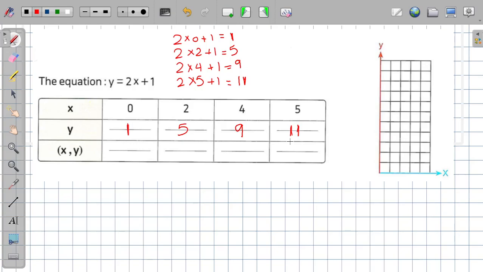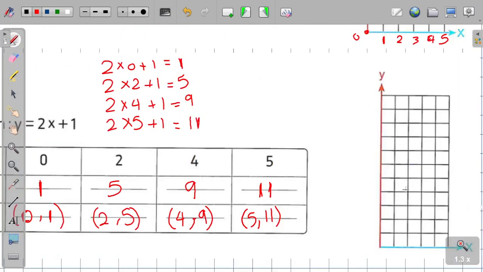Okay? So the ordered pair here is x equals 0 and y equals 1. So the ordered pair is 0 and 1. Here I have x equals 2 and y equals 5. So I have 2 and 5. x equals 4 and y equals 9. So I have 4 and 9. x equals 5 and y equals 11. So I have 5 and 11. So let's make the graph.